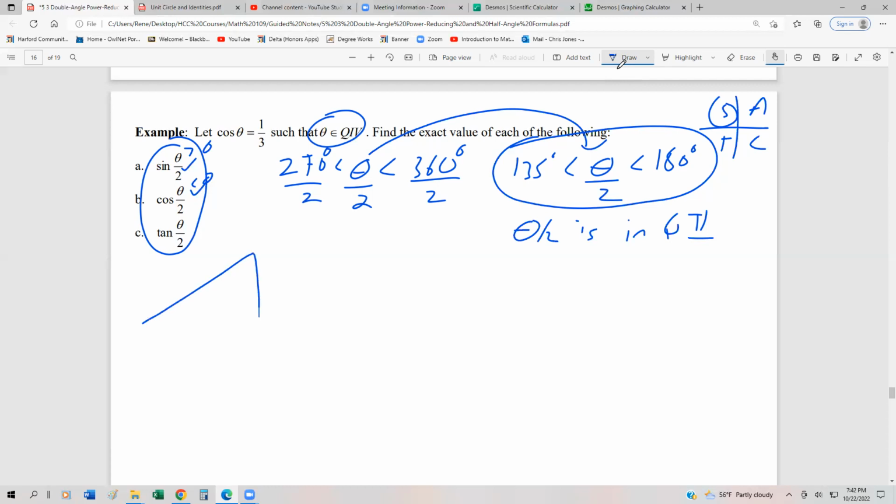All right, so here's our triangle with theta. And we know that the cosine is equal to 1/3. That means that it's the adjacent over hypotenuse. So the hypotenuse is 3, the adjacent is 1.